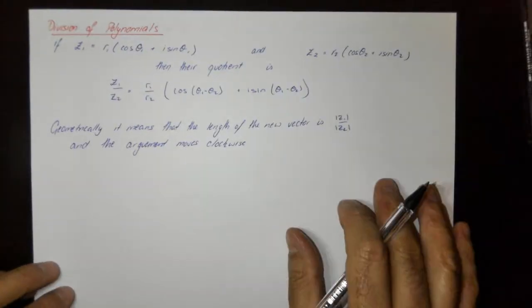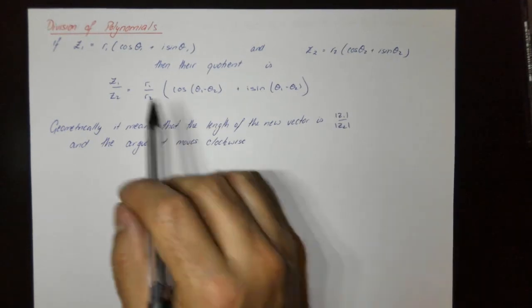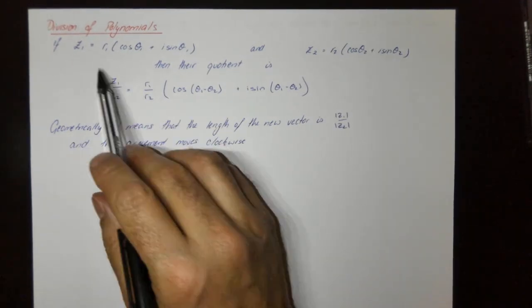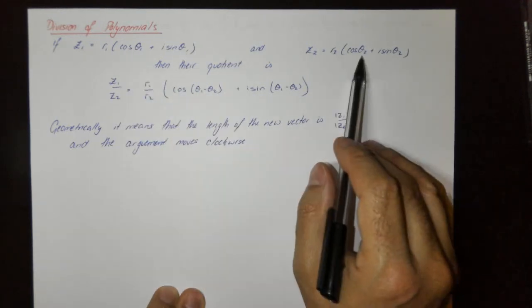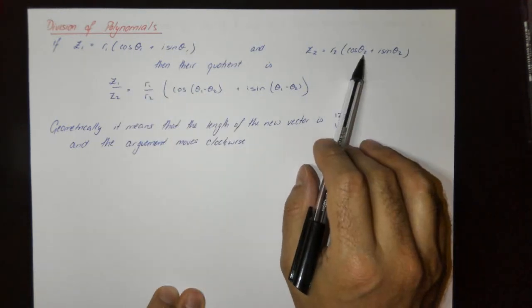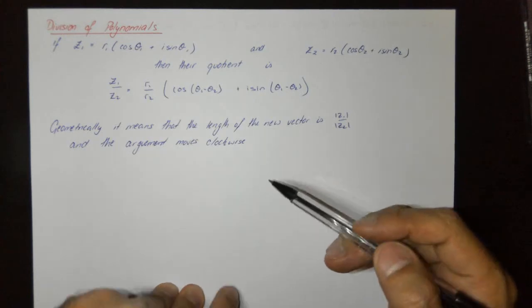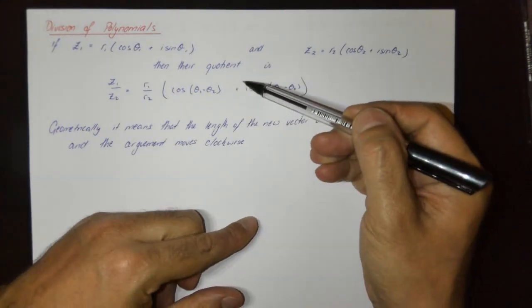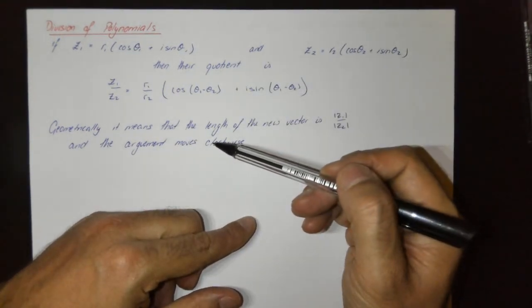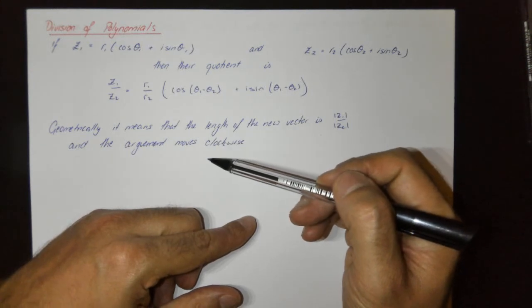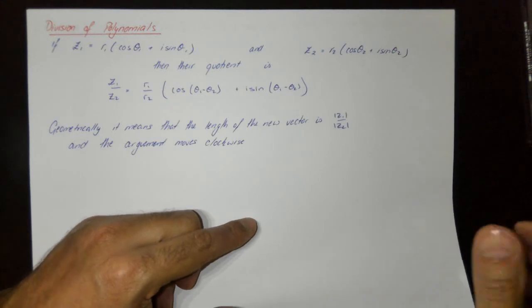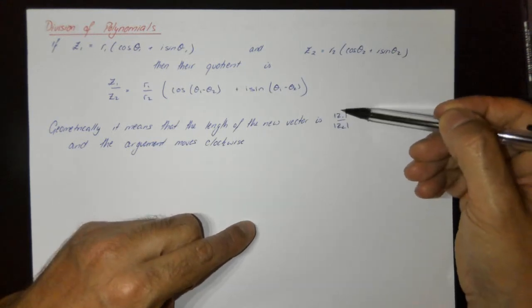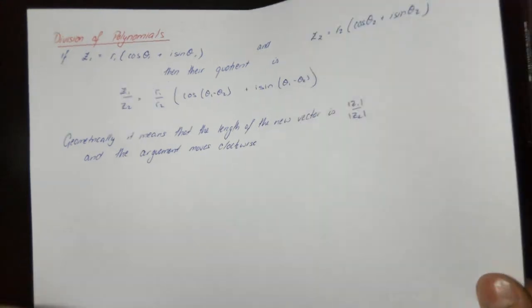So if we're dividing, Z1 over Z2 is R1 over R2, and we subtract the angles. So graphically it means that the magnitude is being divided, so it's shrinking, and the argument moves clockwise and reduces.